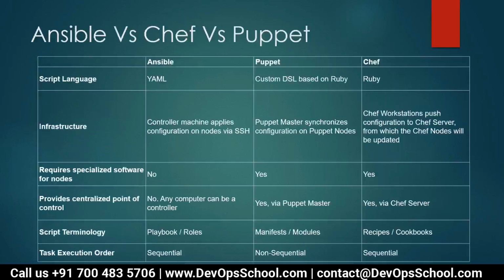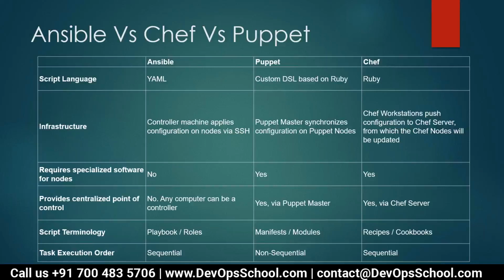So when I compare Ansible, Chef, and Puppet, Ansible is written using YAML, and it has been written in Python. In Puppet, you have a custom DSL based on Ruby, and Chef is Ruby. As for components, in Ansible only the controller machine applies configuration on nodes via SSH. Whereas in Puppet you need to have a Puppet master server and Puppet nodes which synchronize and get the configuration from the Puppet master node. In the same way, Chef has a workstation, a server, and nodes. You write your code in the Chef workstation, push it to the Chef server, and the nodes pick that configuration from the Chef server regularly. So these are the infrastructure-wise differences.